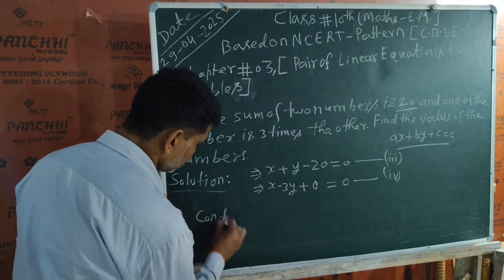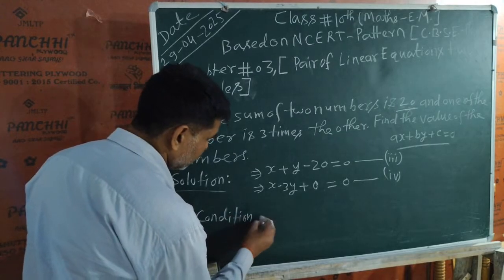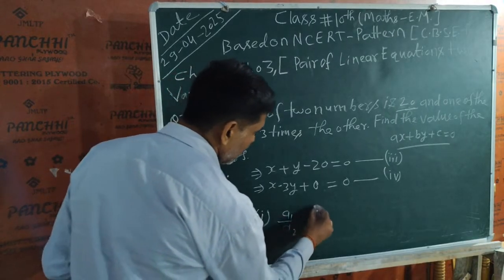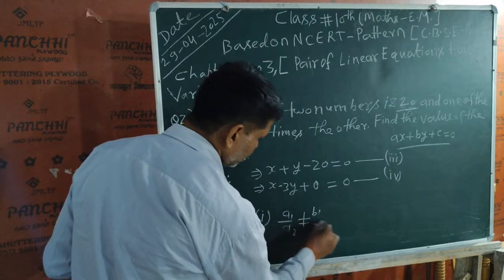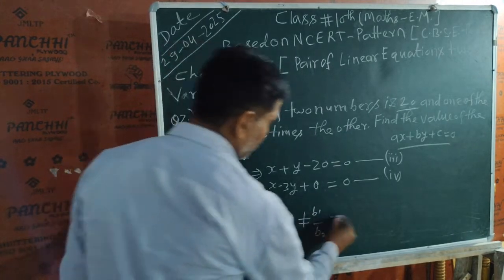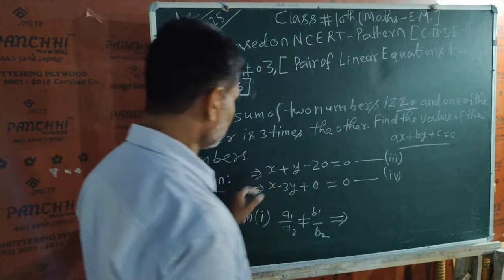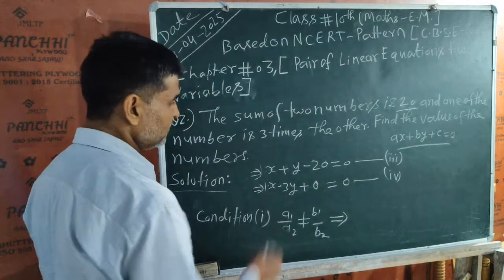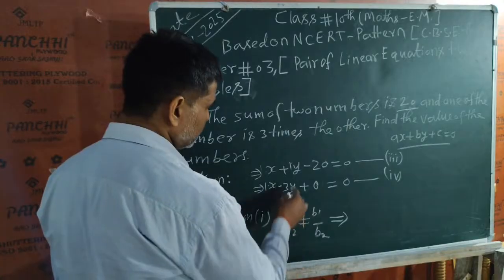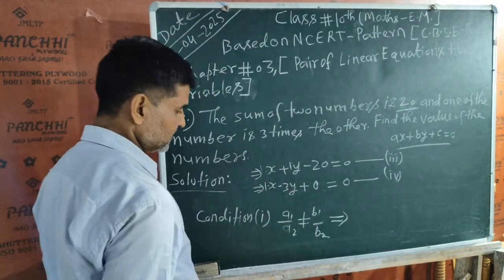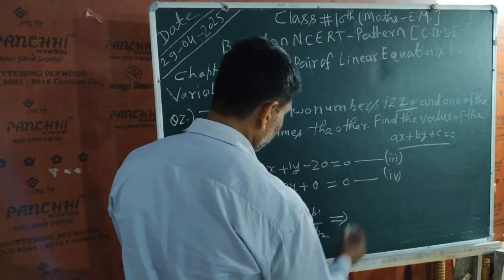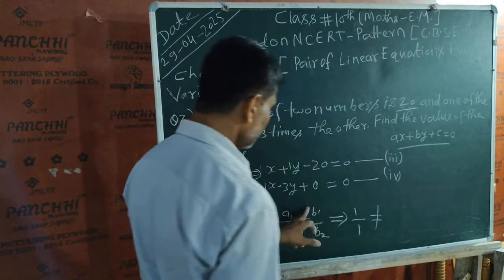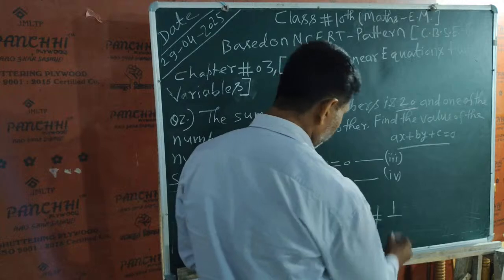I will check condition number 1, which is available in the pair of straight lines in two variables. That is, I will check whether a1 divided by a2 is not equal to b1 divided by b2, if I obtain its values from this equation. Here the coefficient of x is 1, here also the coefficient of x is 1, and here the coefficient of y is 1, but here the coefficient is b1 and the same one, and the value of b2 is minus 3.